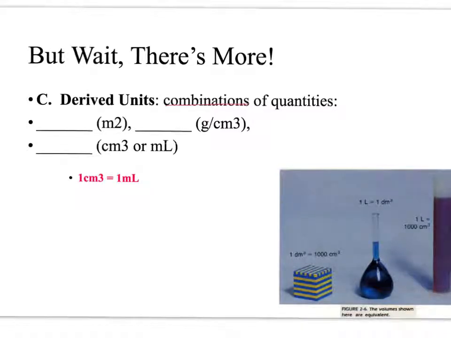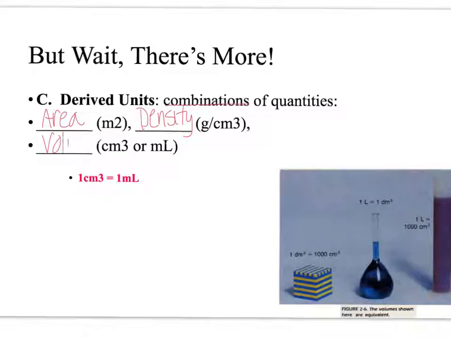The first one would be meters squared, which is how we would write area, because it would be length times length. Density is going to be mass over volume, which we're going to talk about quite a bit in a minute. And then centimeters cubed is the same thing as a milliliter, and that is actually volume.